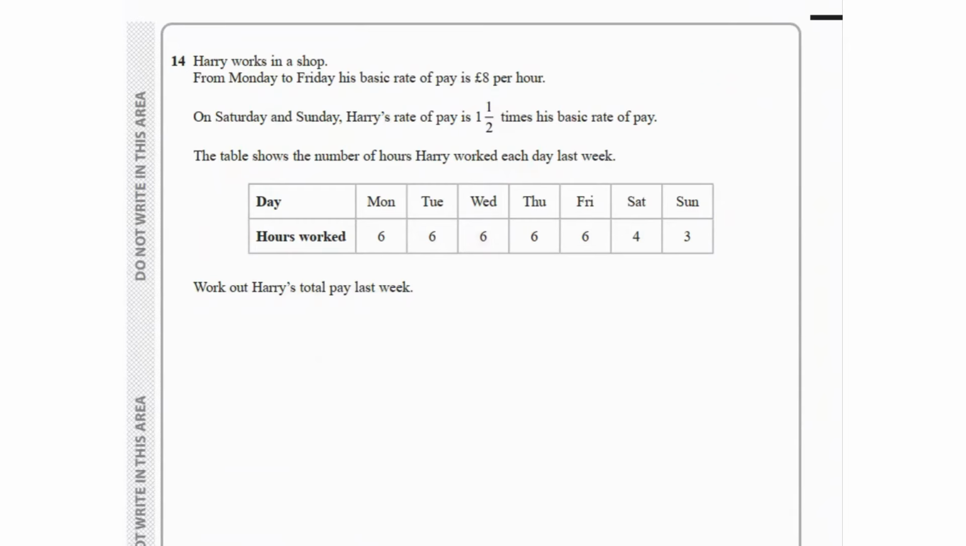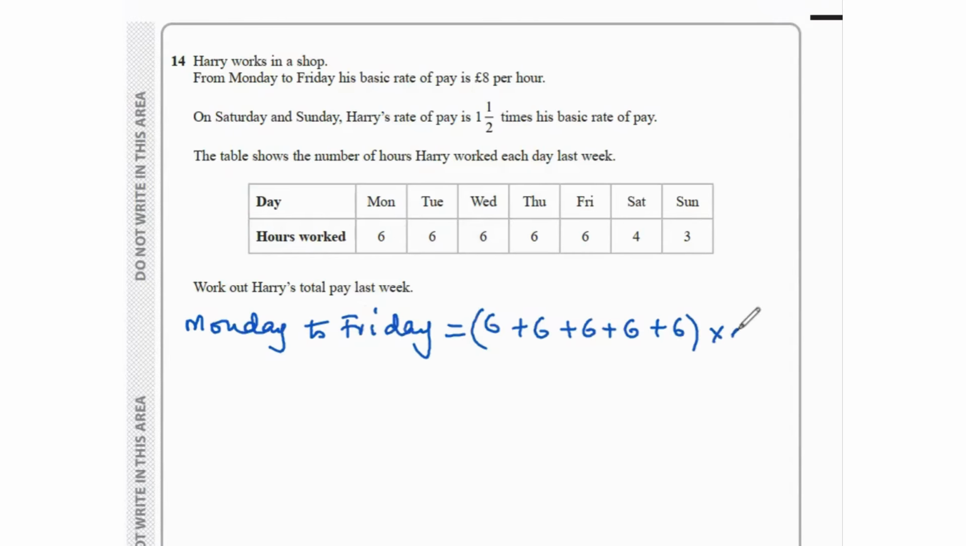So from Monday to Friday, he's earning £8 per hour. On Saturday, Sunday, his rate is 1.5 times his basic rate. So the table is showing hours Harry has worked each day last week. So we have to calculate his total pay. So from Monday to Friday, it's going to be 6 plus 6 plus 6 plus 6, 1, 2, 3, 4, 5. And this is going to be times 8. That's £240.